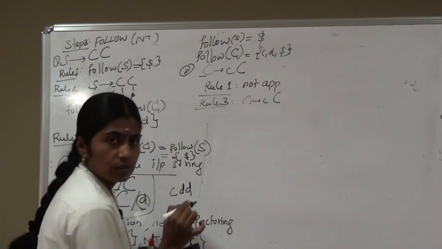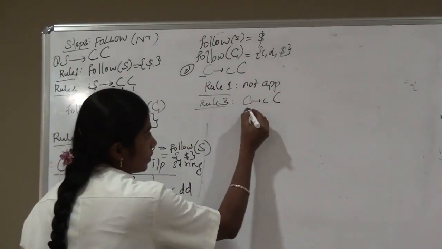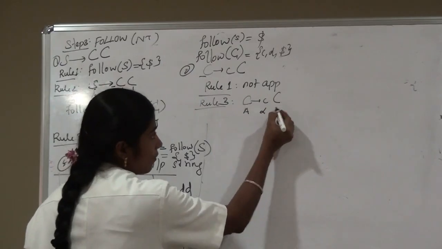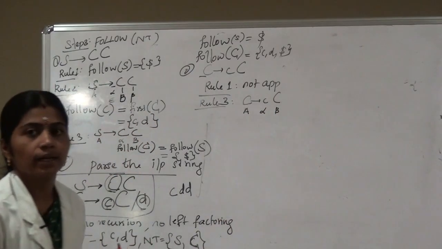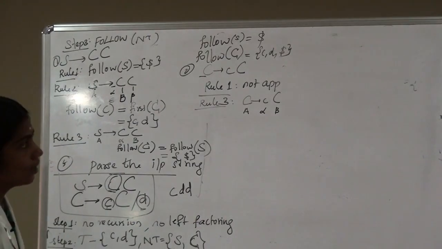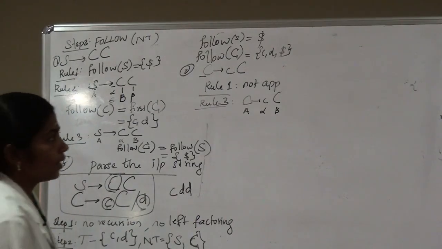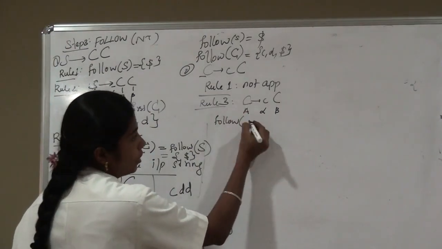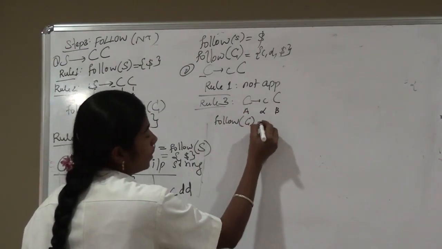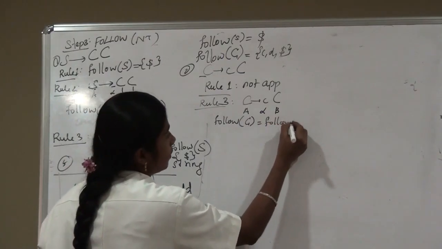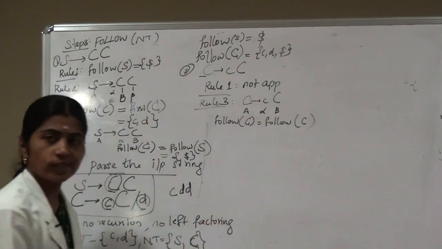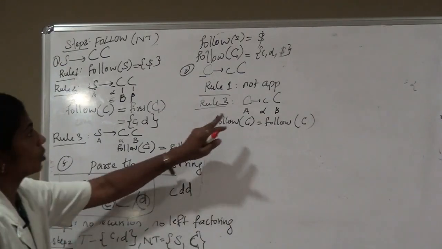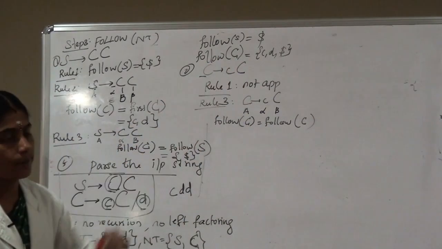So only rule 3 is applicable, because this is taken as A, this is alpha, this is B. Beta is no more, so there is no beta. So how to compute the follow of B? Follow of B equal to follow of A. So B is capital C, and in A place also you have capital C. So follow of C is equal to follow of C, no meaning. So follow of C is C D dollar, right?